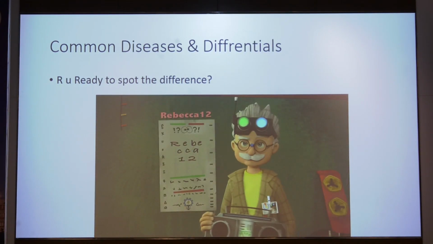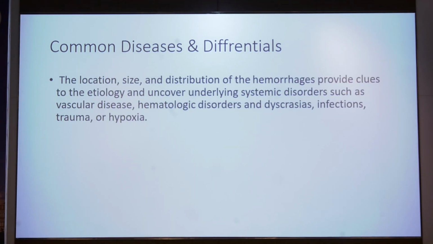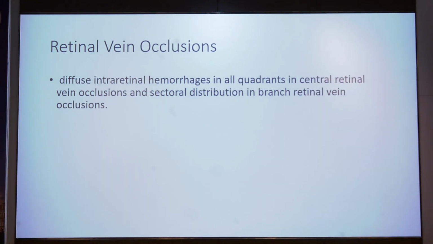If we see common diseases and differentials, the location, size, and distribution of the hemorrhages provide clues to the etiology and uncover underlying systemic disorders such as vascular disease, hematologic disorders and dyscrasias, infection, trauma, and hypoxia. In diabetic retinopathy, we see dot and blot hemorrhages, and vitreous hemorrhages can also be there. Bilateral diffusely distributed dot and blot hemorrhages in the posterior pole are seen.